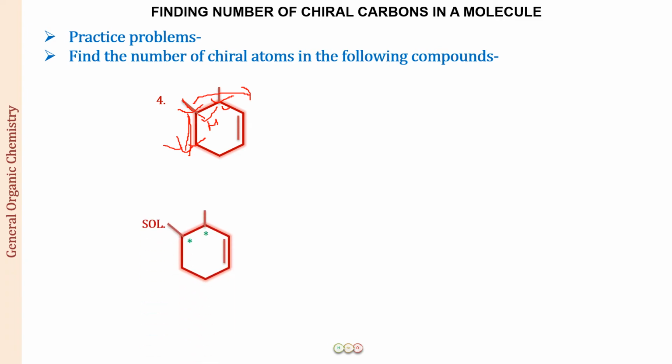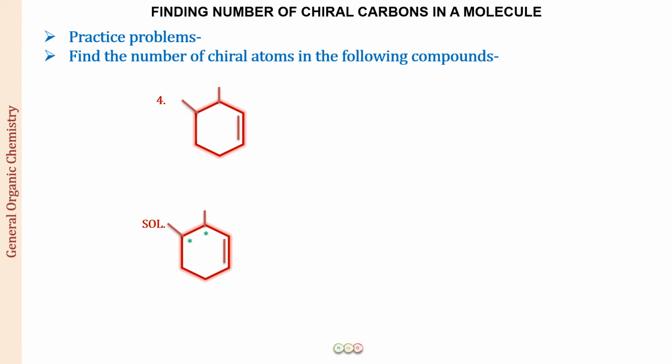So it is a chiral carbon. Similarly, the next one also: when you move this side, you will find a carbon with a methyl group, and when you move this side, you will encounter a carbon which is forming a double bond. So we have 4 different groups attached to the carbon. So this is how you will be looking at the carbon atoms in the ring.